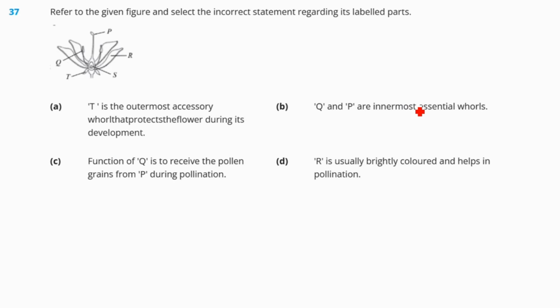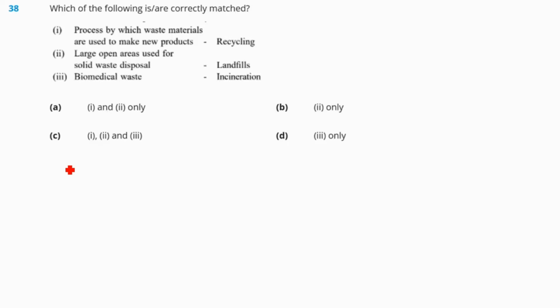So this is the correct statement. Q and P are innermost essential whorls. Yes, the anther and the stigma are the essential whorls. Function of Q, the anther, is to receive the pollen grains from P during pollination. No, Q holds the pollens. So this is the wrong statement. R is usually brightly colored and helps in pollination. Yes, petals are brightly colored and attract insects for pollination. So this is correct. Our incorrect statement is option C.